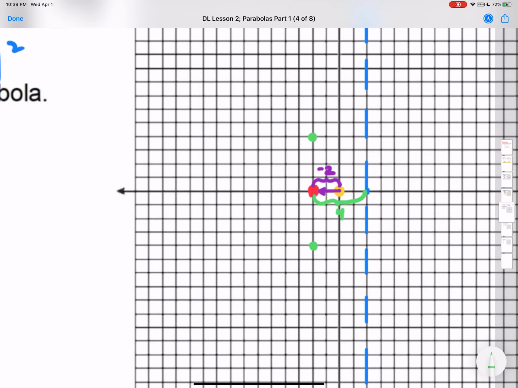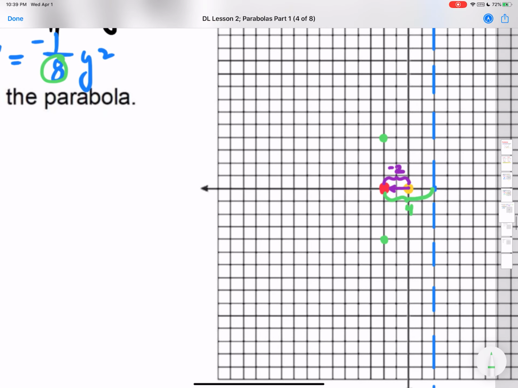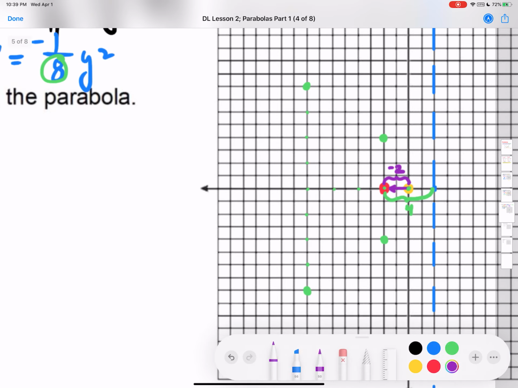And again, if I want some additional points, I could take a look at my denominator, which is 8, which means I'm going to go 8 units from the vertex. So I'm going to go 8 units from the vertex, 2, 4, 6, 8. And then from here, I'm going to go 8 units up, 2, 4, 6, 8. And then I'm going to go 8 units down, 2, 4, 6, 8. And then I take my pencil and I just draw my parabola.